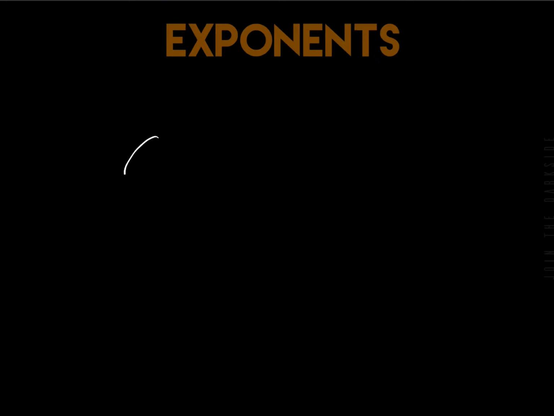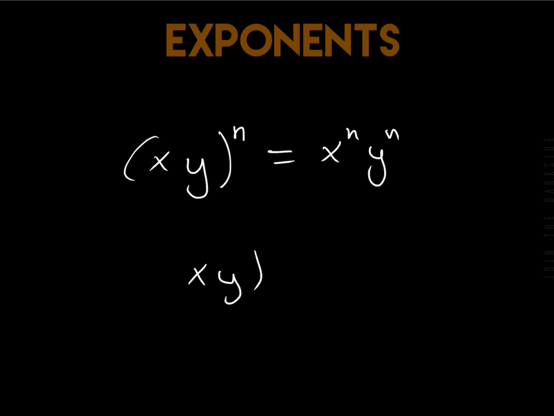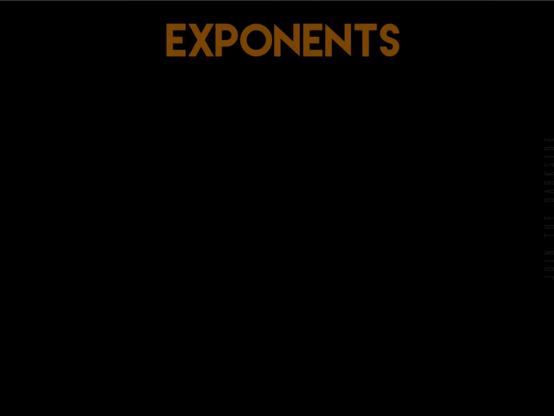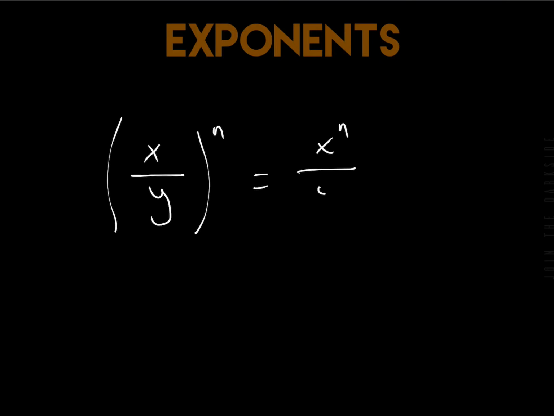You've also got xy to the power of n. These are two different variables, so they're going to be x to the n, y to the n. For example, xy to the power of 3 is equal to x cubed, y cubed. So you've got as well x over y to the power of n, and this is going to give us x to the n divided by y to the n.